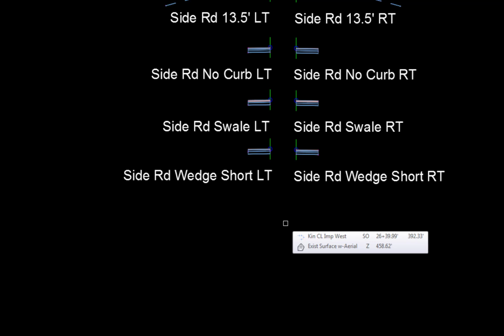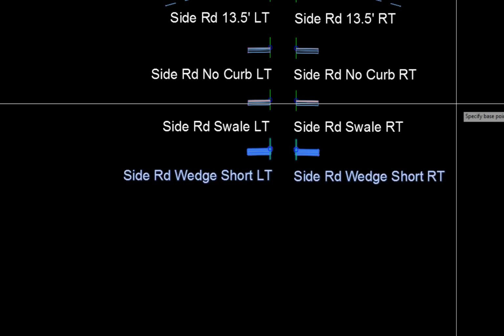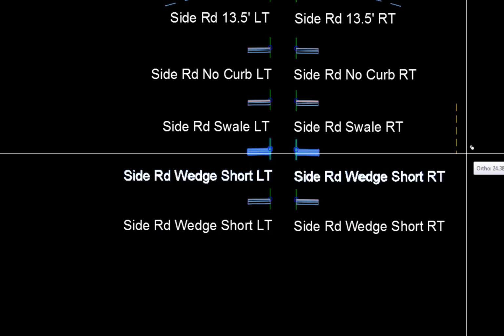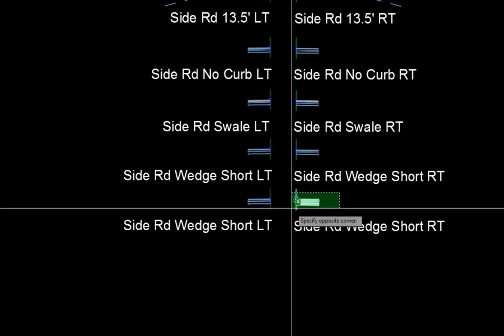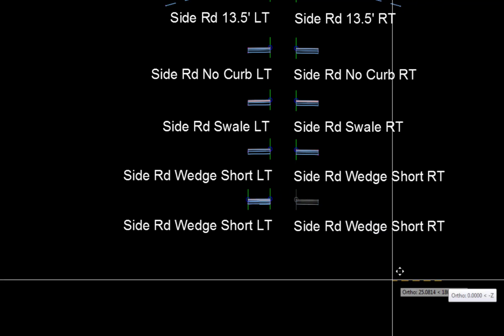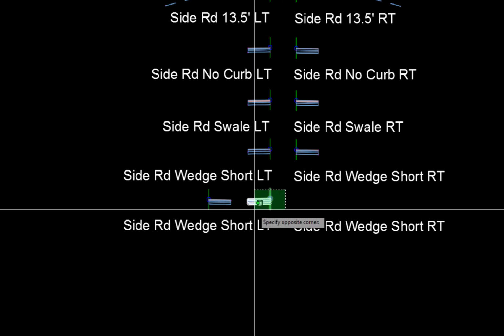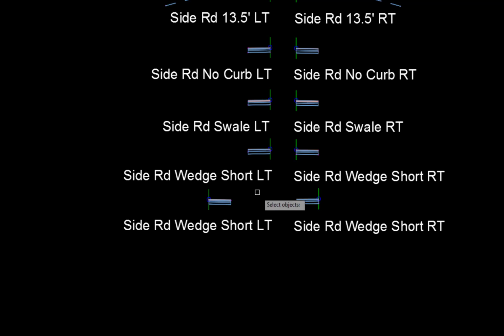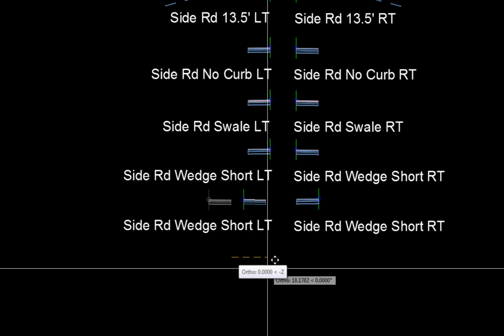To start the copy command, select the left and right wedge short assemblies and move directly below. Pick. Escape. Reverse the left and right assemblies. Move, enter to start the move command. Move to the left. Enter to restart the move command. And move to the right. Enter to restart the move command. And move to the desired location.